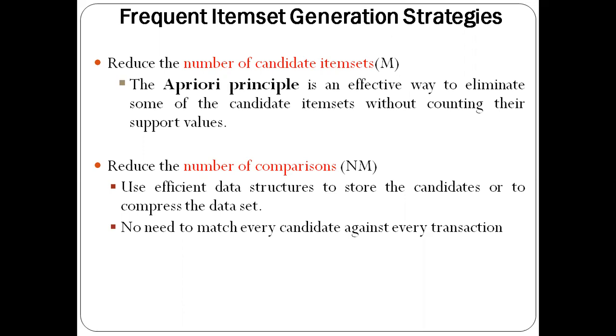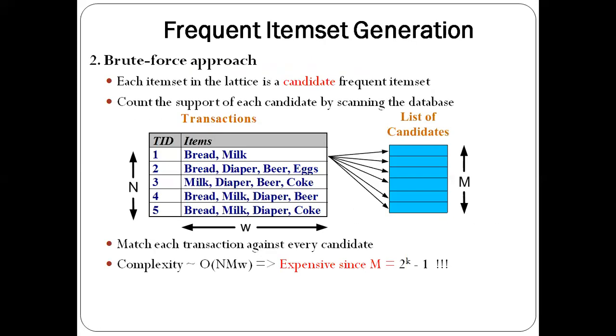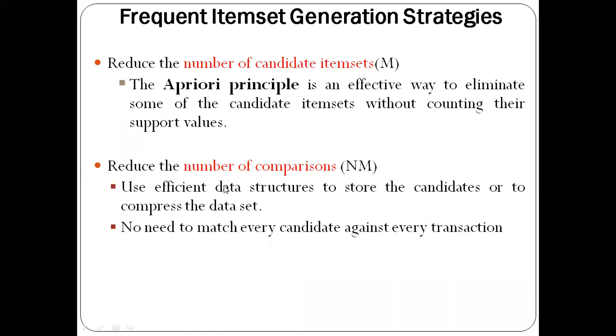So we need to use data structures like hash trees in order to reduce the number of comparisons. It means there is no need to compare each of the candidate item sets with every transaction, which we do in the brute force approach. In the brute force approach, we compare the candidates with every transaction. That needs to be done only in the brute force approach. But here, since we are using efficient data structures, we can reduce the number of comparisons we do with the transactions. So these are the strategies we will follow in order to reduce the complexity of the algorithm.